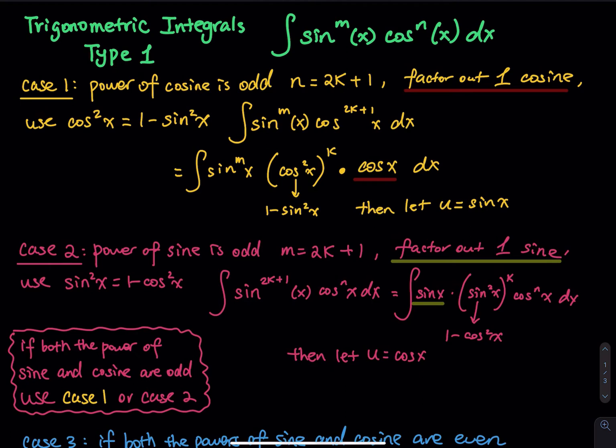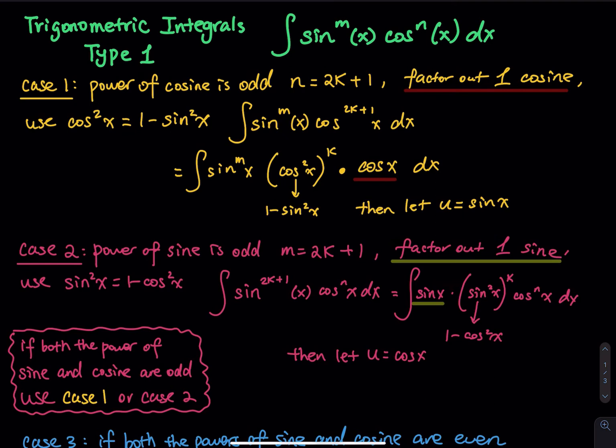All right, so case 1. Again, let's take a look at the integral first. We have sine raised to the m power times cosine raised to the n power. Case 1 is when the power of cosine is odd. So that means n is odd. How do you make an odd power? You have 2 times k. You double up a number and add 1 to it, so that is always odd. So when the power of cosine is odd, you have to factor out 1 cosine, and then you use the fundamental identity, cosine squared equals 1 minus sine squared.